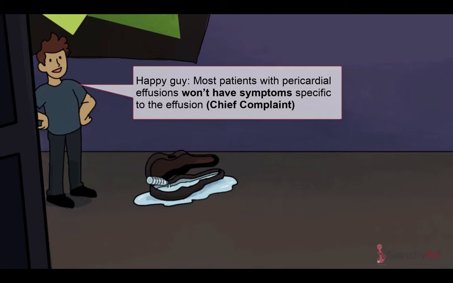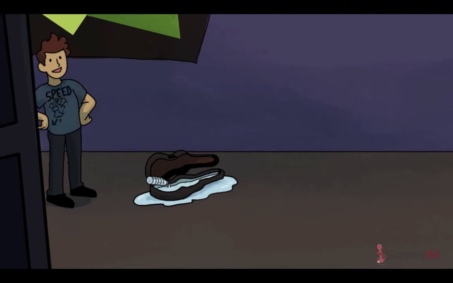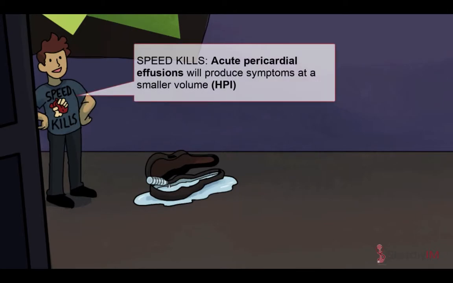How much fluid the pericardium can tolerate is largely dependent on how quickly the effusion develops. Subacute or chronic effusions allow the pericardium time to stretch to accommodate all that extra fluid, so patients usually won't see symptoms until a big effusion develops. With acute pericardial effusions, however, you don't have the luxury of time, which means symptoms will manifest despite a much smaller volume of fluid, hence the "speed kills" t-shirt. So metal.